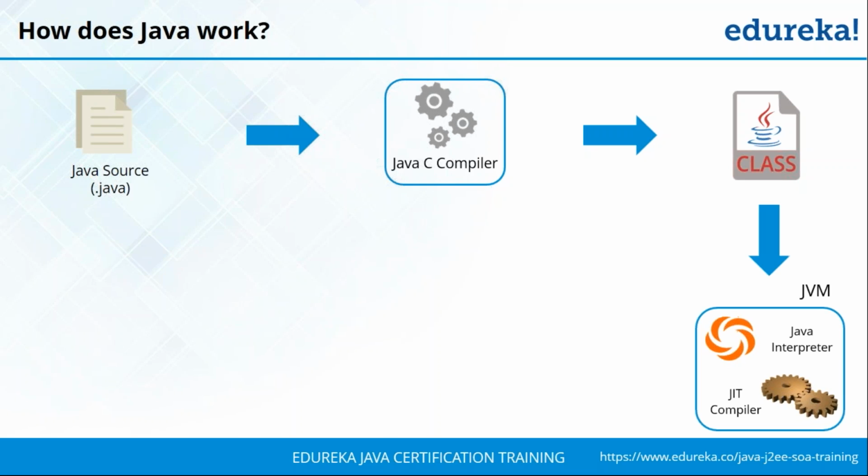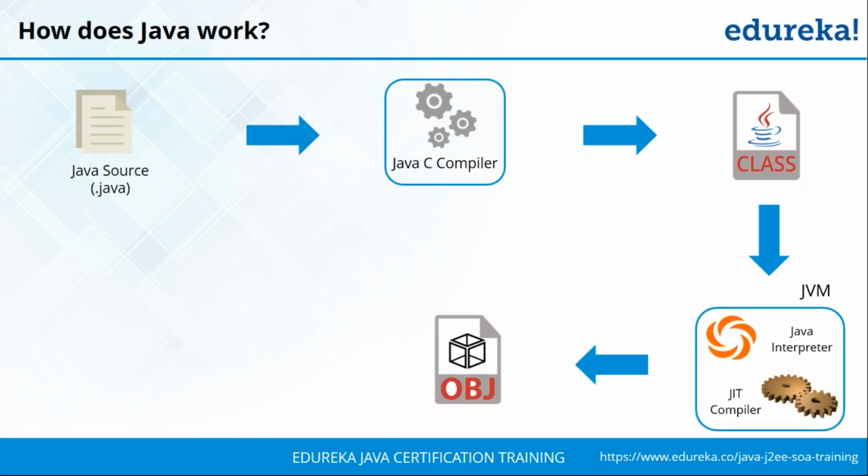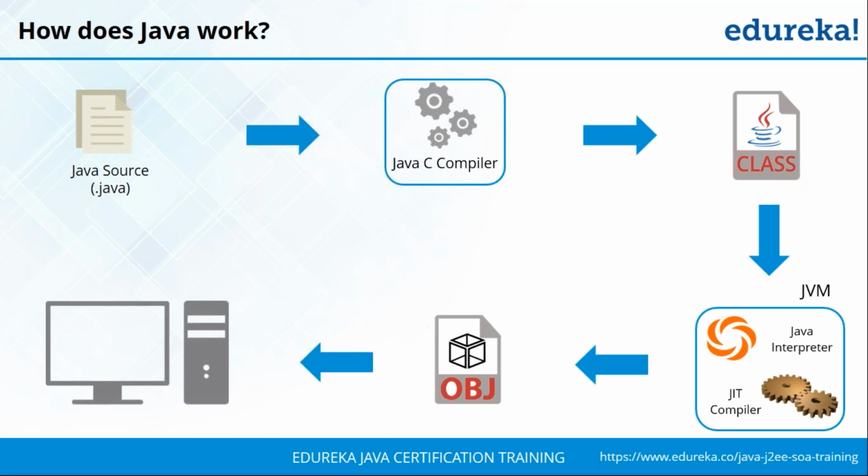And that's exactly where your Java virtual machine comes in. Here you have a Java interpreter as well as your JIT compiler. This basically will translate your bytecode to an object file. An object file basically is a file which you can go ahead and execute, and once you've executed this code, you can see the output.